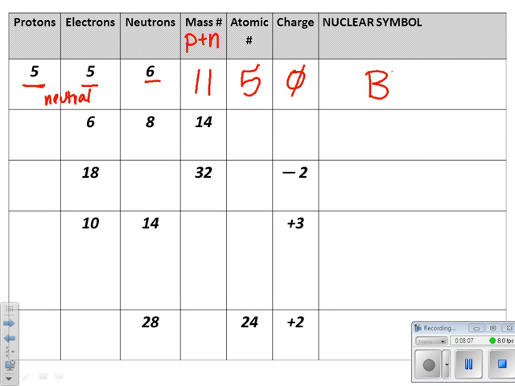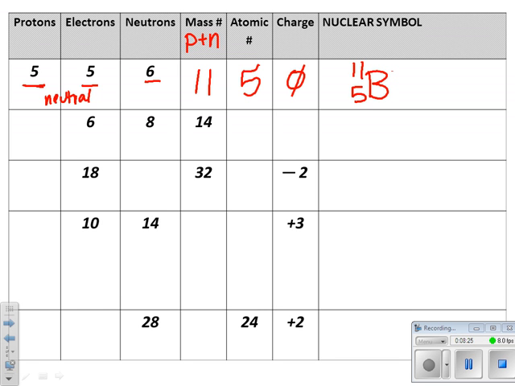Okay, so my nuclear symbol is going to be basically the B, except you want to write in your mass number and your atomic number, okay? So your mass number is going to go here, 11, and your atomic number is going to go here, which is 5. All right?